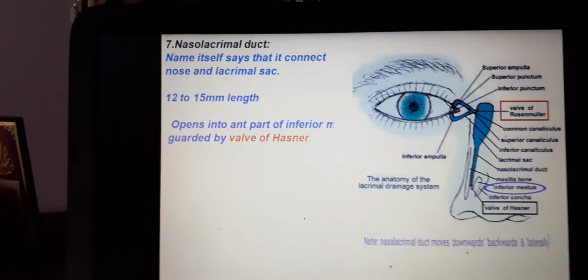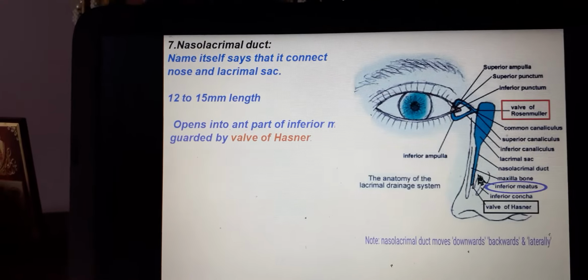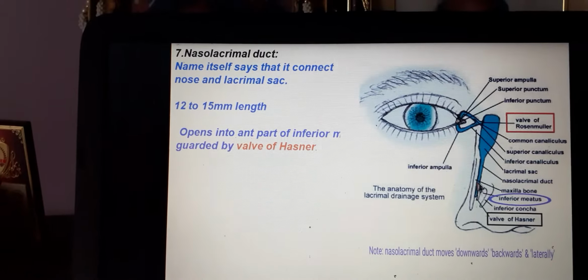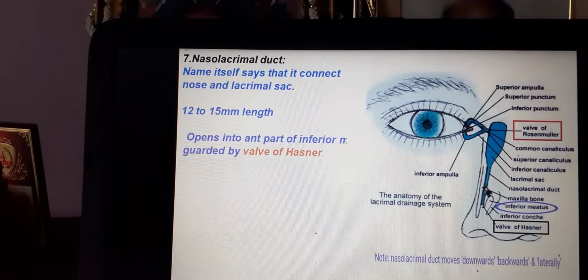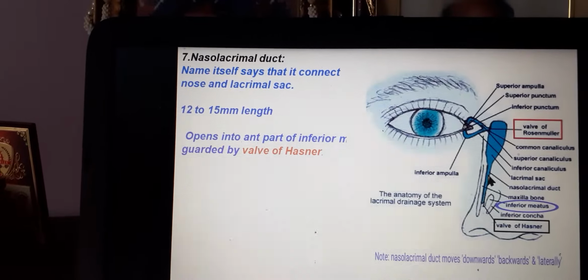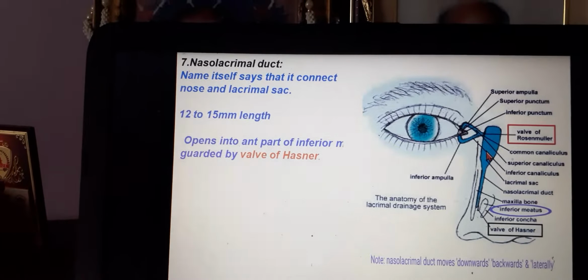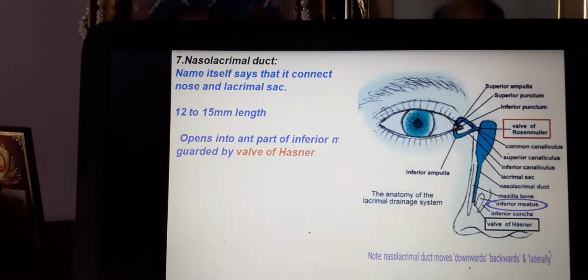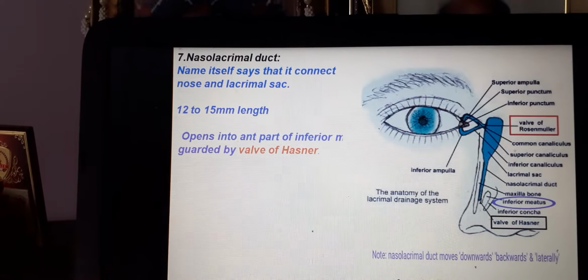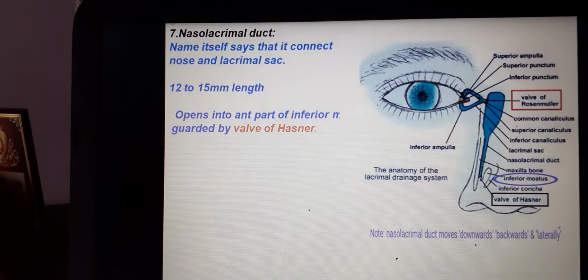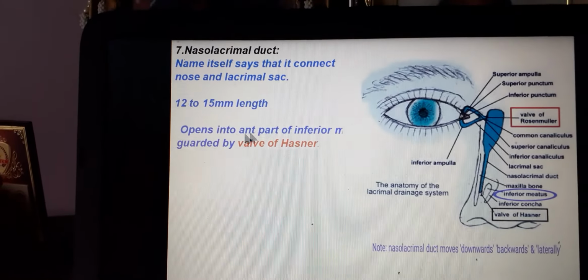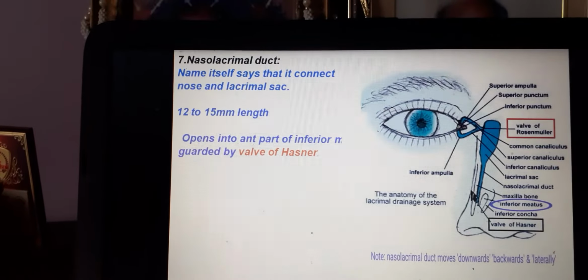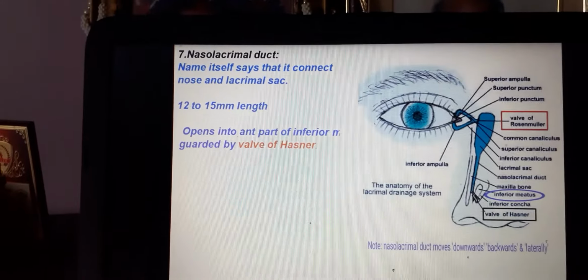Nasolacrimal duct. Here is the neck, and this opens into the nasolacrimal duct. Only this much is the nasolacrimal duct. It is again 12 to 15 millimeter in length. The name itself says that it connects the nose with the lacrimal sac. It opens into the anterior part of the inferior meatus of the nose, and it is guarded by the valve of Hasner.